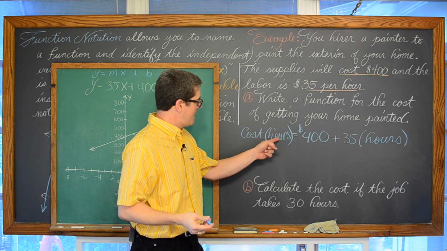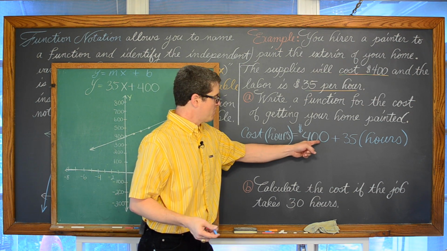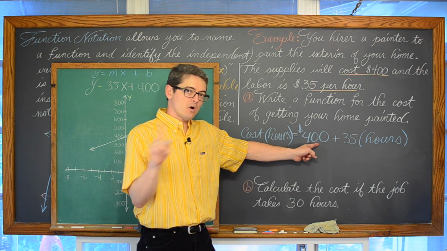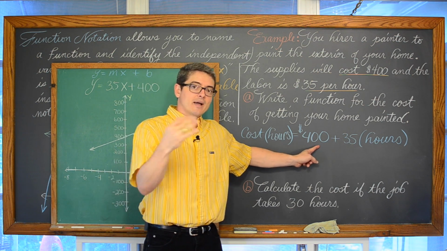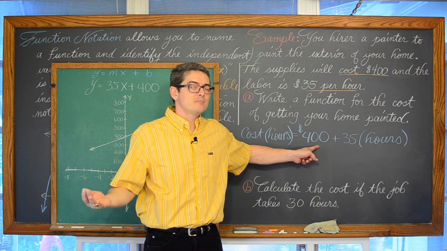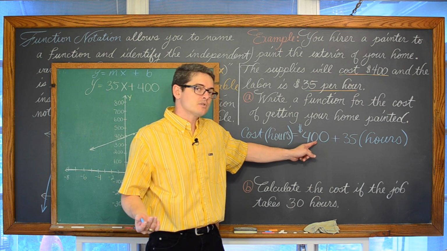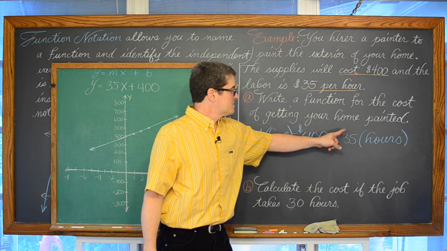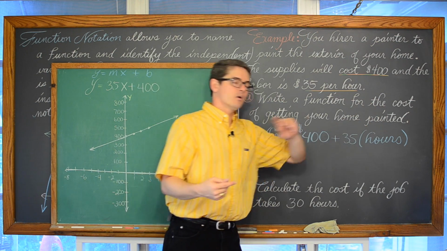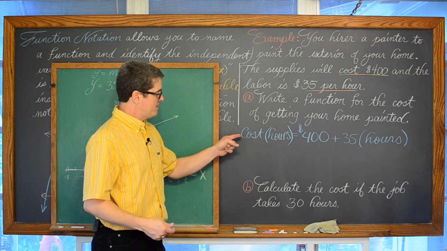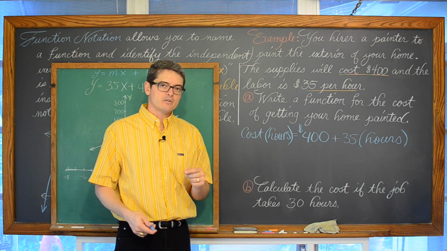So the cost in hours is equal to 400, that one-time purchase for all of the supplies. You don't want to buy like half the paint and then realize they ran out and go back and buy another half the paint. Half your house is going to be a different color, right? So there's a one-time purchase for the supplies plus $35 for every additional hour this job takes. And this is your function.